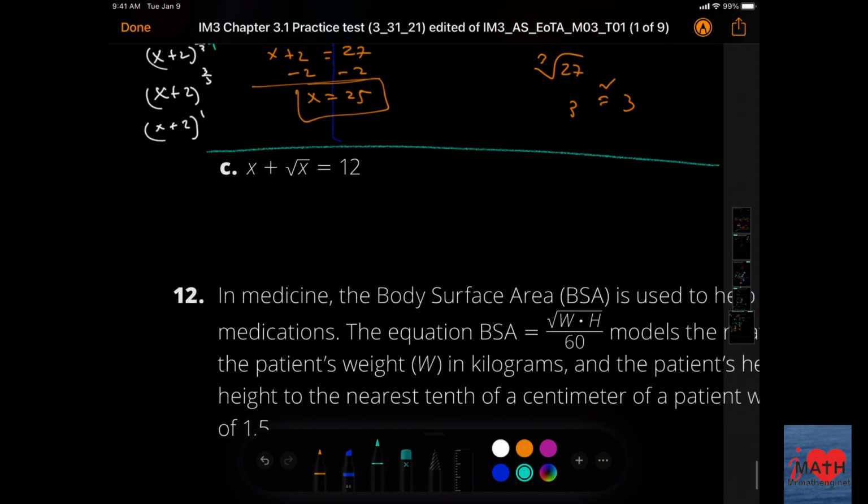All right, let's try this one over here. For this one, again, you're going to isolate the radical sign. So I'm going to subtract x from both sides. Just this one. So now I have the square root of x equals 12 minus x. Okay, now I want to get rid of that square root. So the index is what? A 2. So I'm going to have to square both sides.